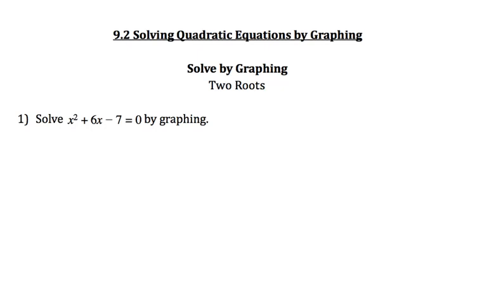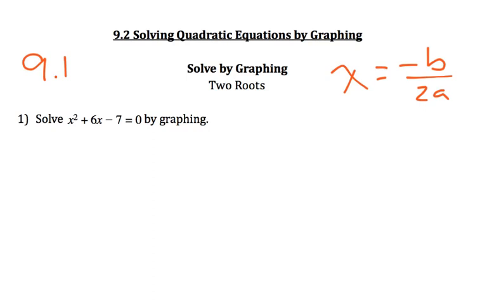9.2, solving quadratic equations by graphing. Because in 9.1 we learned about the axis of symmetry, we have a new tool that we can use to figure out where we should really start graphing these. What you want to remember from the previous section is that negative b over 2a is how you would get the axis of symmetry.